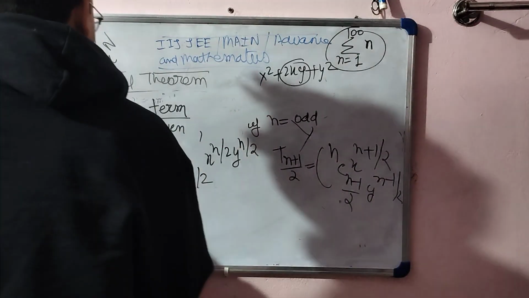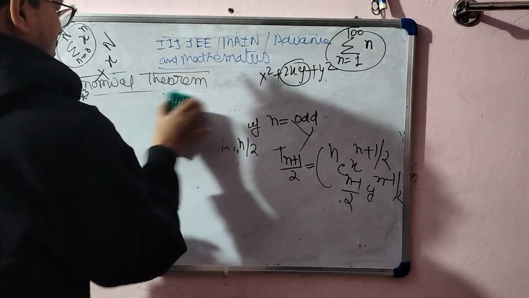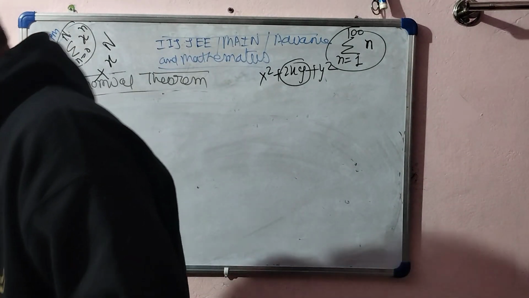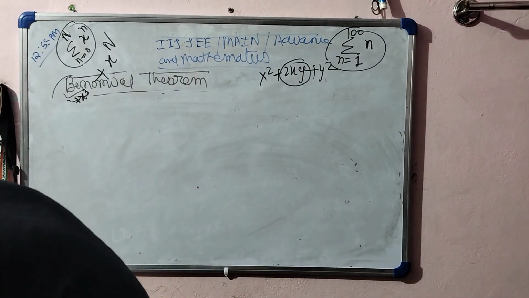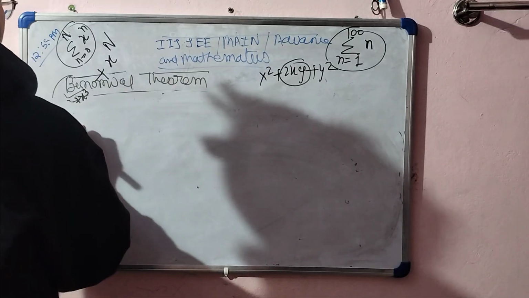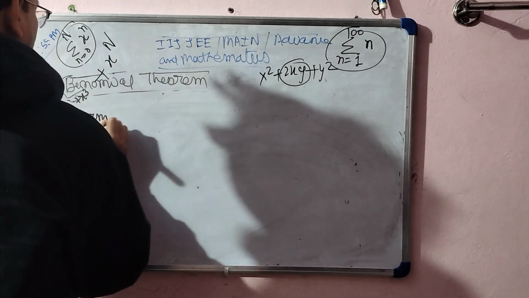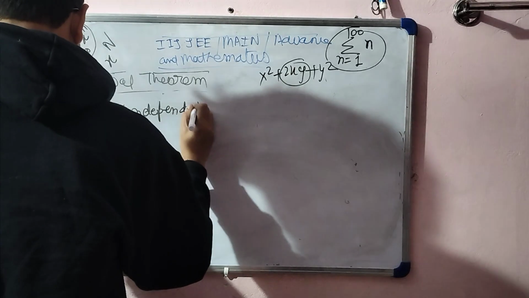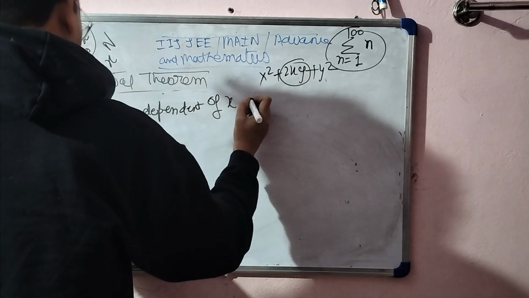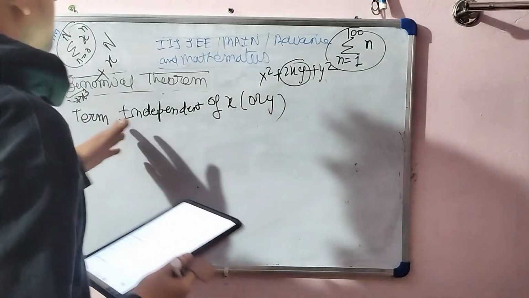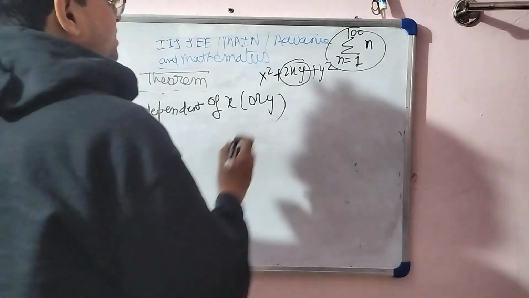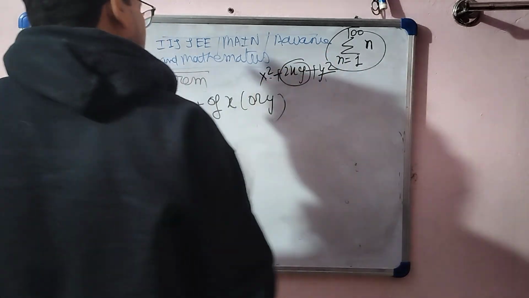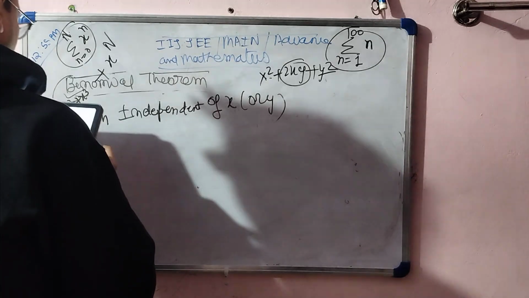Then, for a term independent of x or y. If there is a term independent of x and y, it means there is a term independent of x, y, and this is a term independent of x. Okay, so we can say, what is that point?